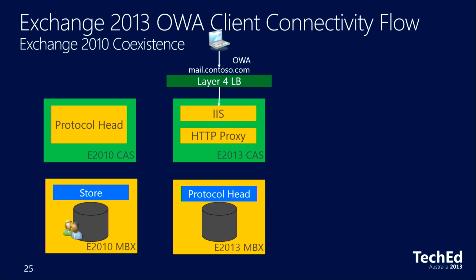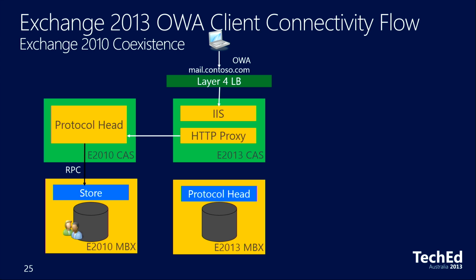Because CAS only has one goal in mind for this user, and that is to proxy the connection to the mailbox server that hosts the active copy of the mailbox. So in this case, IIS does the lookups, and it recognizes that this is a 2010 mailbox. So it will send that over to the 2010 server, and then the 2010 server will talk RPC to the store. When we're talking RPC to the store and it's a multi-role server, that's local RPC, not network RPC, so it's a very snappy type of conversation.